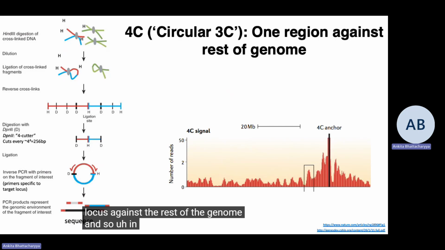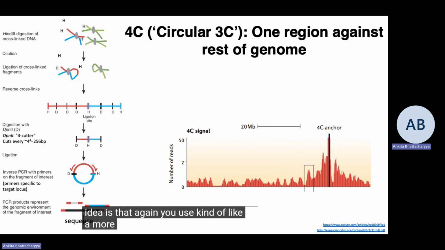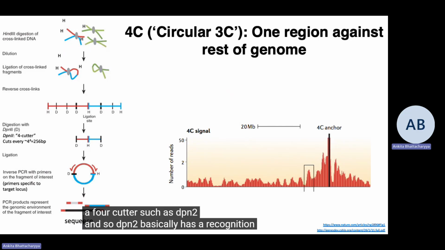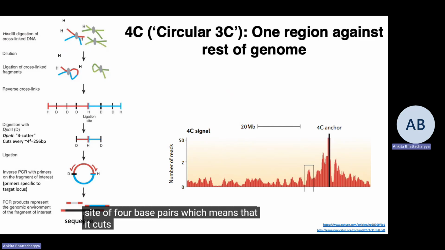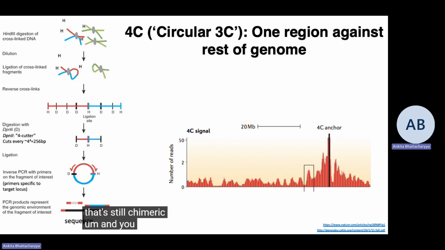In the 4C protocol, after you reverse the crosslinks from the two slides ago, you use a more frequent cutter, what's known as a 4 cutter, such as DPN2. DPN2 has a recognition site of 4 base pairs, which means it cuts every 256 base pairs or so. After you cut with this secondary cutter, you end up with a shorter fragment that's still chimeric, and you can circularize this fragment.